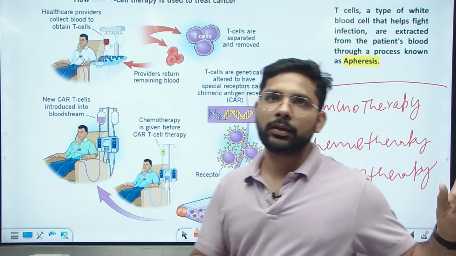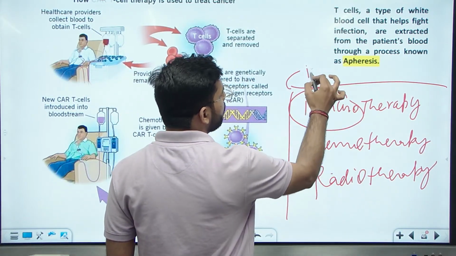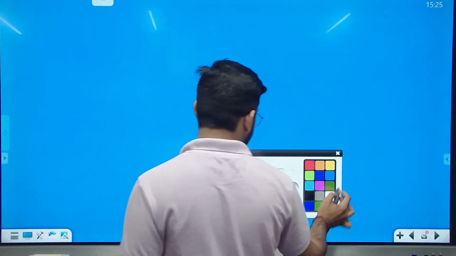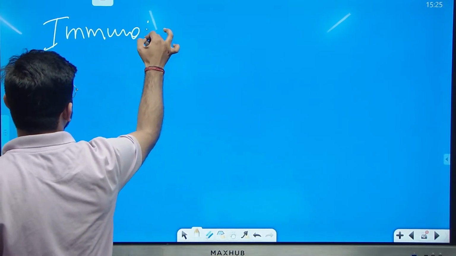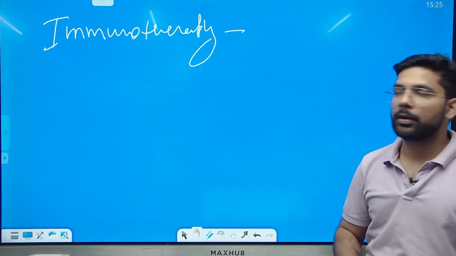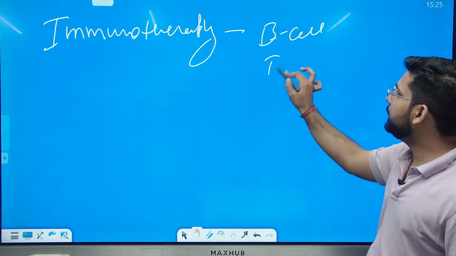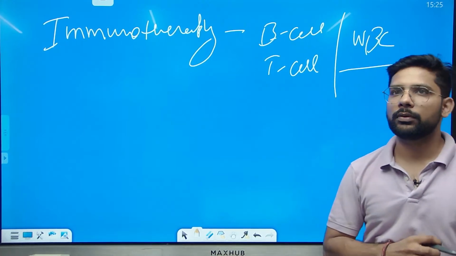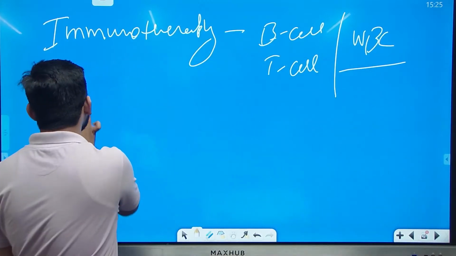The immunotherapy, the therapy which starts working through the immune system of the human body. यहां लिख लेते हैं. Through the immune system, maybe through the B cells and T cells. These are the white blood cells through which we can get a treatment of the cancer. Second treatment is the radiotherapy.